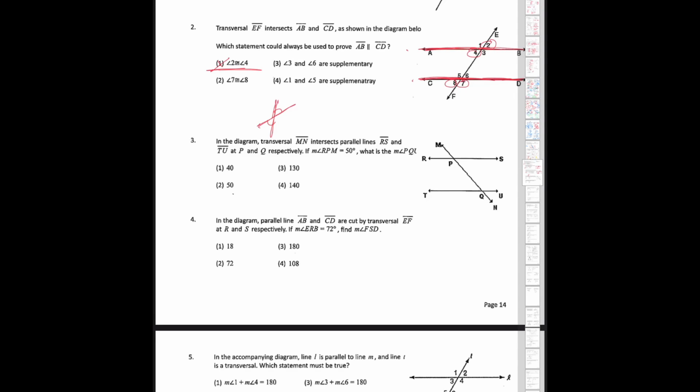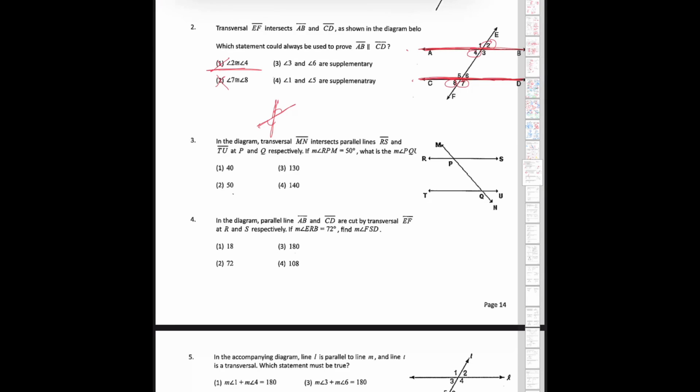7 and 8. Yes, they are in a linear pair, but they are not congruent angles. They're two angles along a straight line. If you add both of them together, they would equal 180 degrees, but it doesn't say anything that would help us determine if these two lines are parallel. So we're out choice 2.